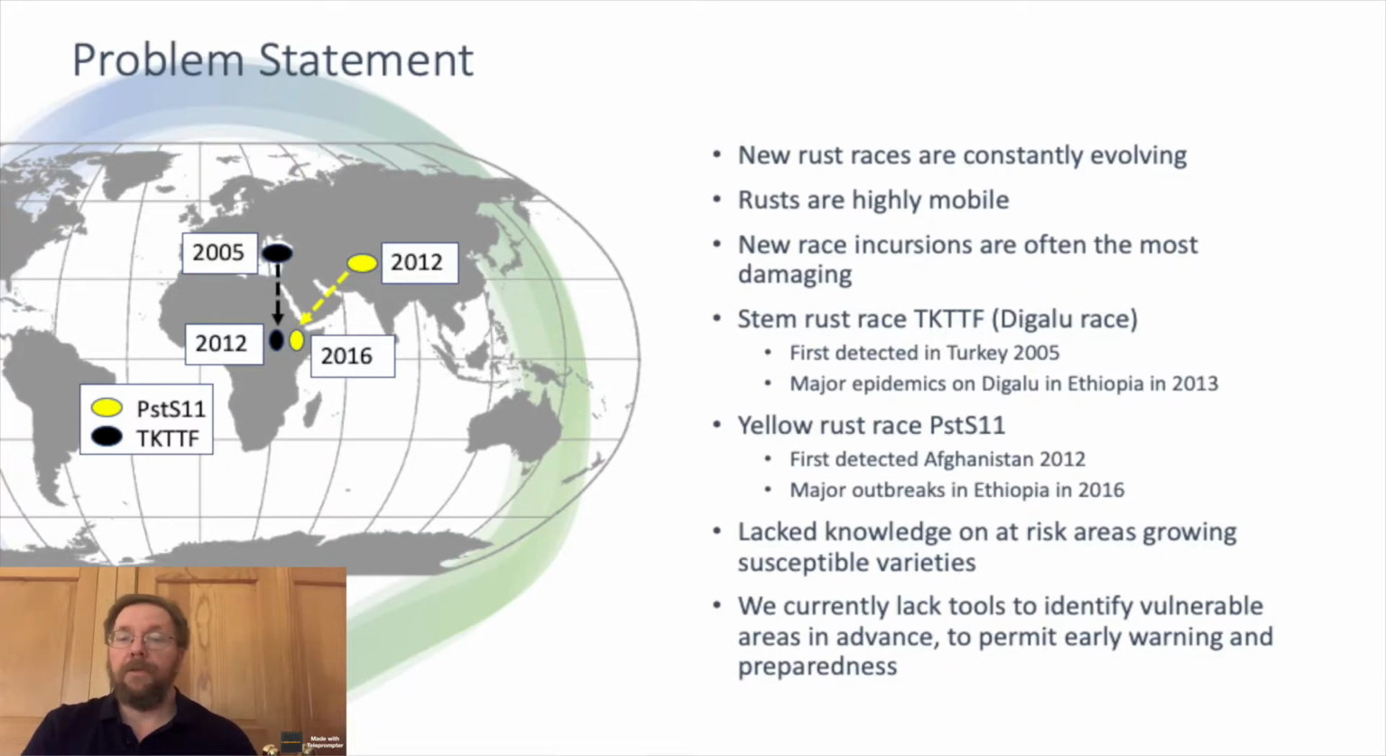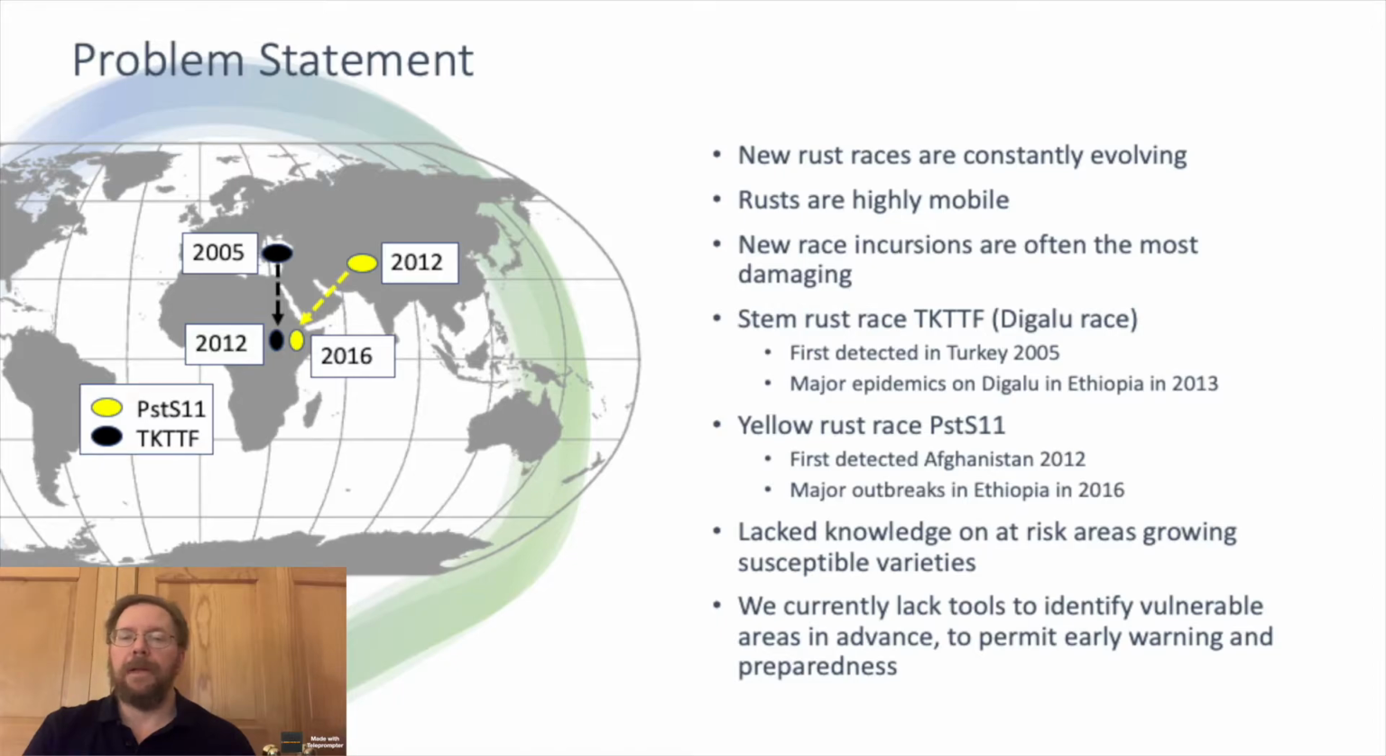In 2012, a new yellow rust race, PSTS11, was detected in Afghanistan. But there was no recognition that several popular cultivars in East Africa were highly susceptible to this new race. An incursion of this race into Ethiopia in 2016 resulted in severe disease outbreaks, followed by rapid spread into other East African countries.